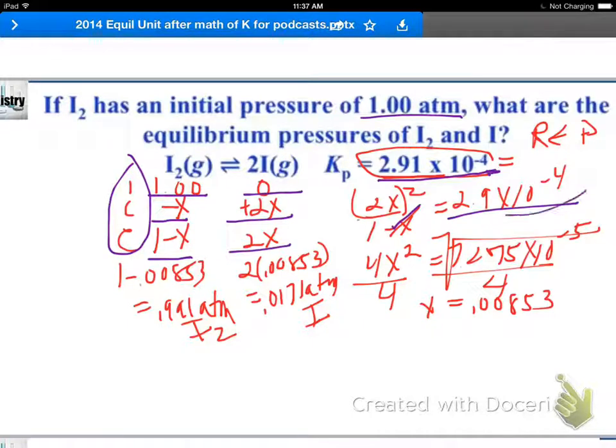Okay, so if we divide this by 4, we get 7.275 times 10 to the minus 5 over 4, and then we take the square root of that, and we end up with 0.00853. So to find the concentration of I2, we're going to take 1 minus that, which gives us 0.991. We do the same thing with the I. We're going to have 2x, x being 0.00853, which gives us 0.0171 atmosphere of I.